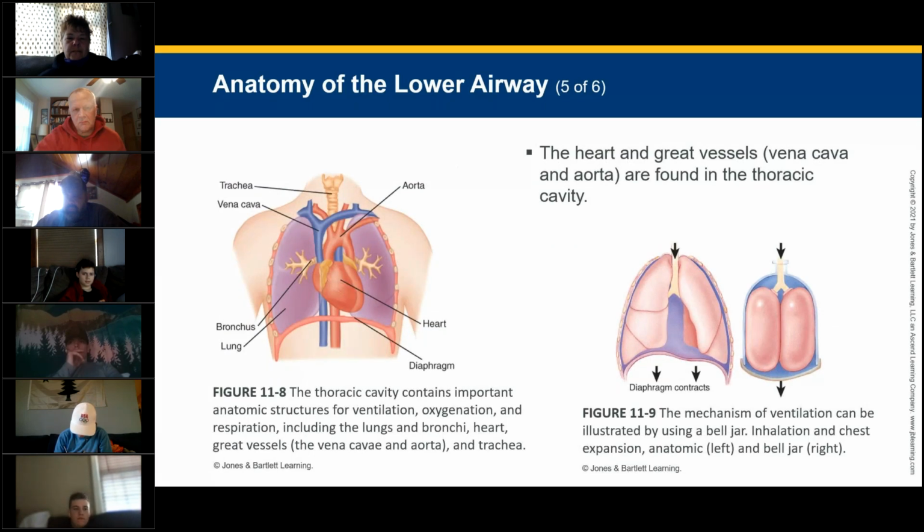Some more anatomy here. You can see your trachea, your vena cava, your aorta, your heart, the diaphragm, your bronchus, and your lungs. The heart and the great vessels are present in the thoracic cavity, and they're very important for your respiration. The great vessels are the vena cava and the aorta.